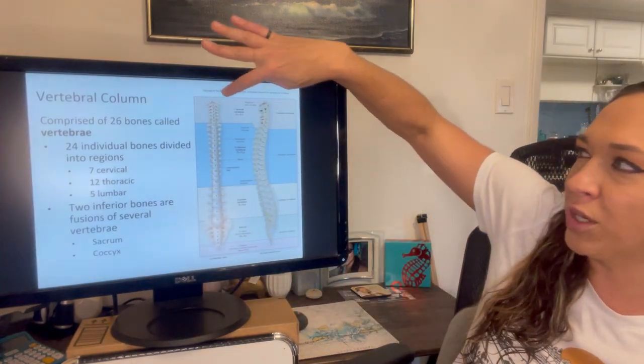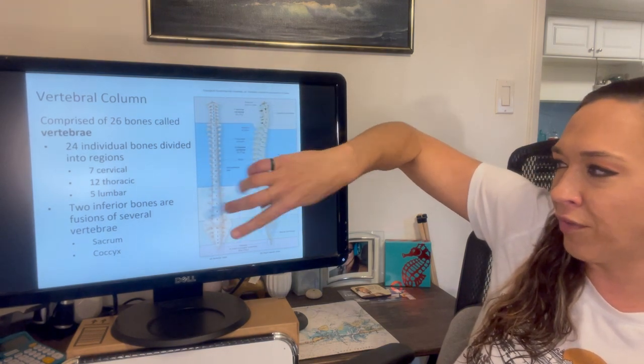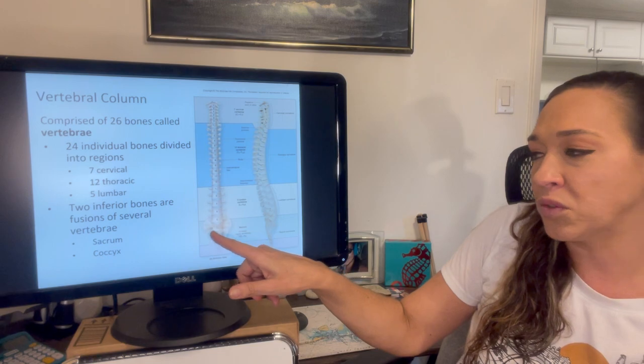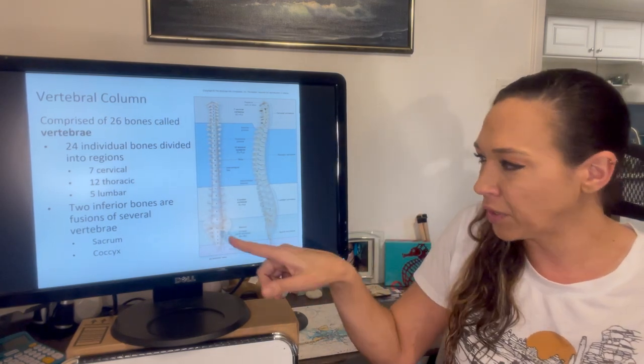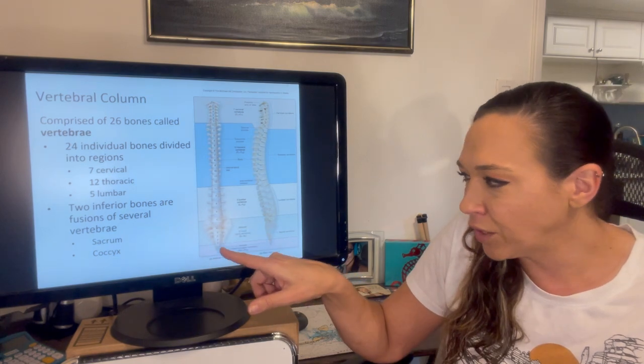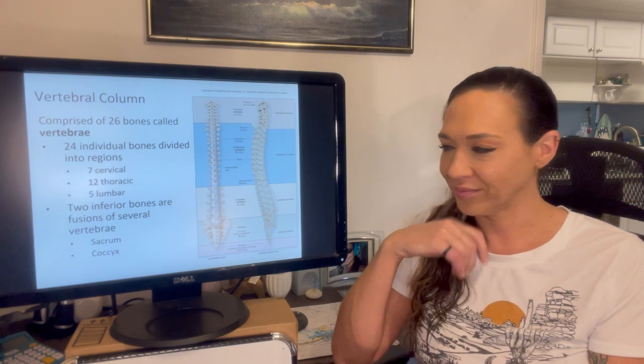Starting at the top, you've got your C1 through your C7, your T1 through your T12, your L1 through your L5. Your sacrum technically does go S1 through S5, even though they're the same bones. Those are kind of just like the ridges where they would have been separated. And finally, your coccyx, your CO1 through your CO4.